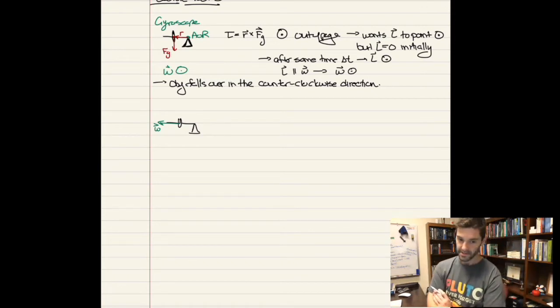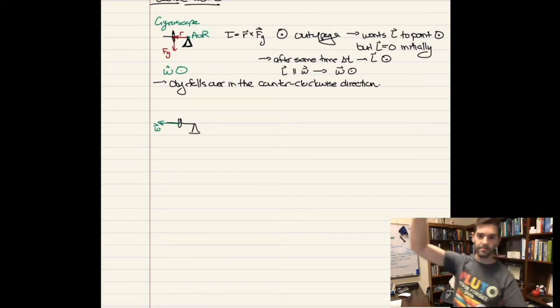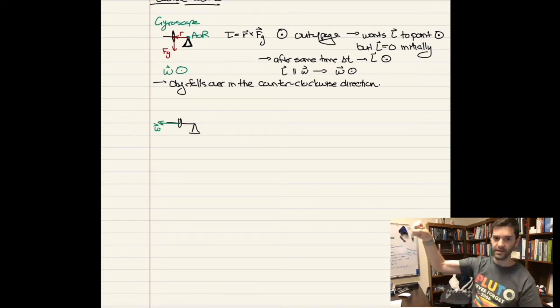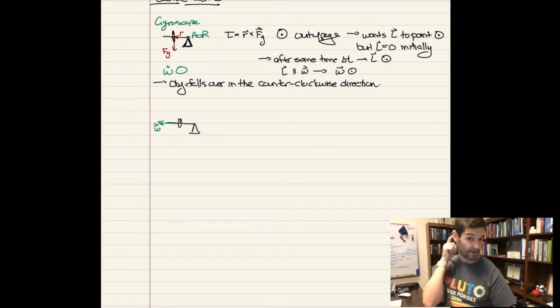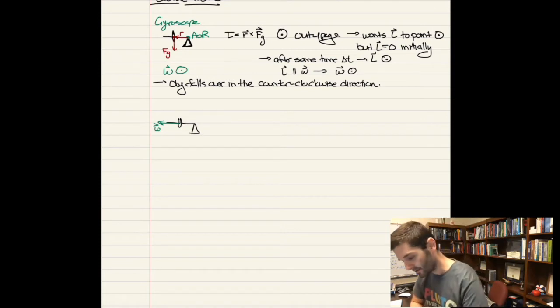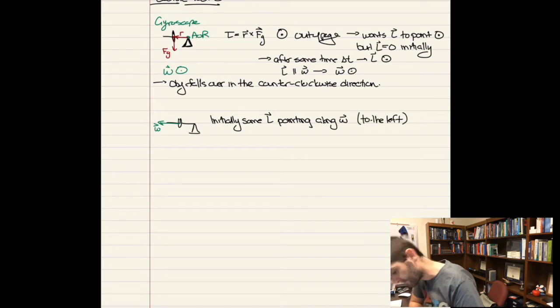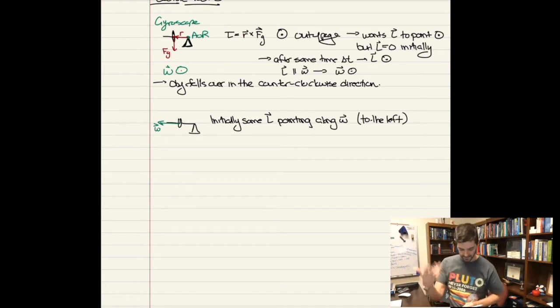Now let's take the more interesting example where I get the wheel spinning initially. And then I suspend it, by a string, or maybe I put it on some sort of pivot, like what I've drawn. So there's initially some spin. There is some initial angular momentum, pointing along omega, or in this case, to the left, as the figure shows.